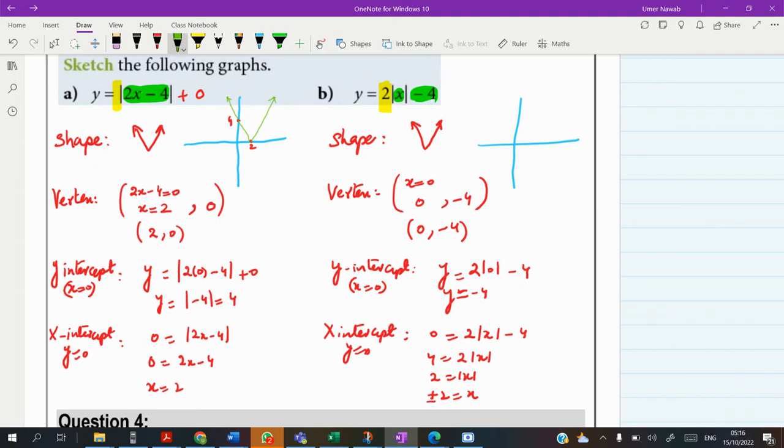Now come to the second question. He said vertex is 0, -4. I'm going to show here. This is -4. Y-intercept is also -4, but the x-intercept is +2 and -2. So this is -2, and this is +2. So I'm going to draw the graph passing through these 2 points. Then you draw also the graph here. So these are the 2 sketches for the given question.